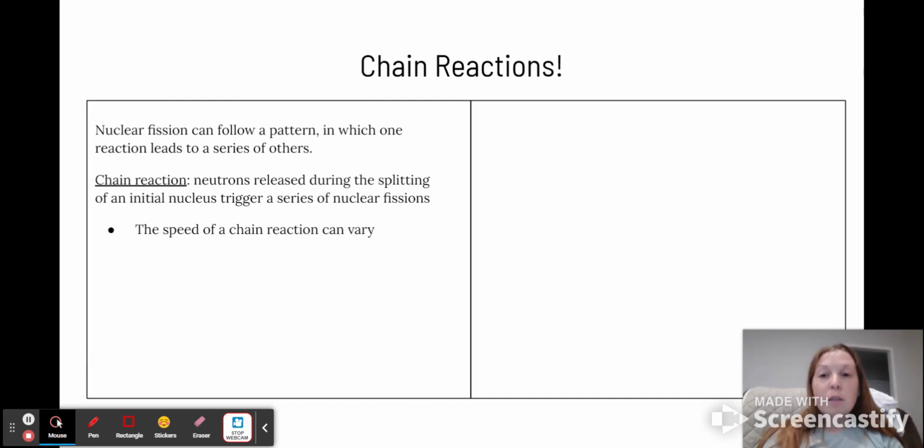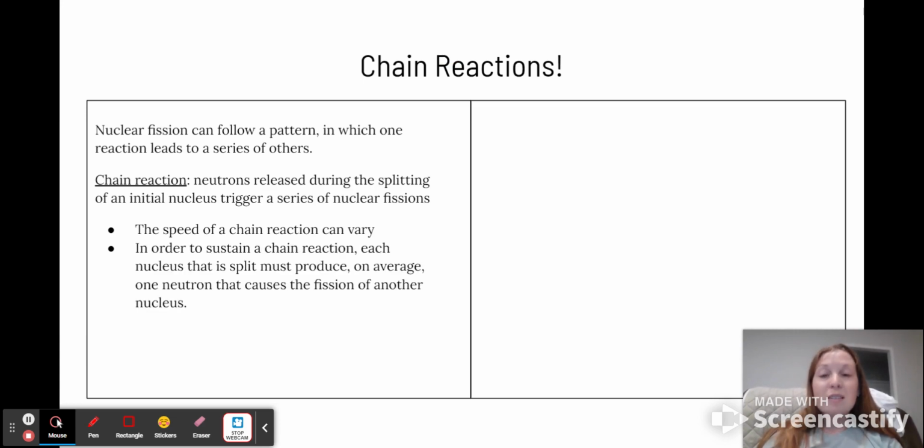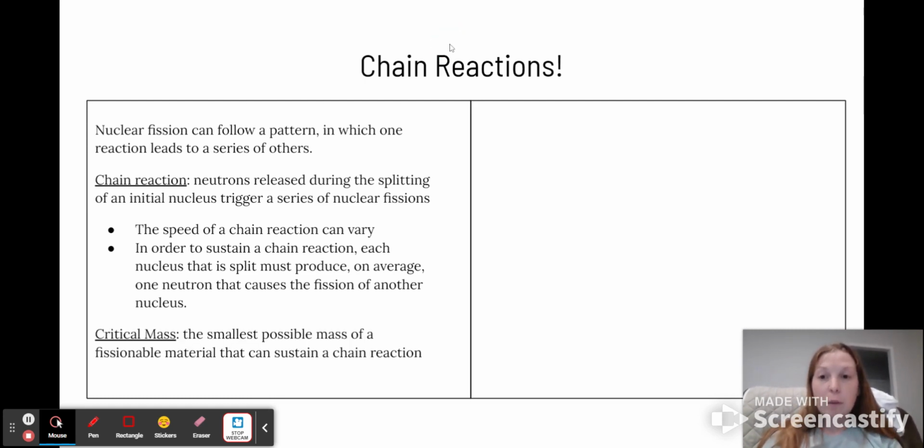And the speed of the chain reaction can vary depending on if an atom needs to be hit by more than one nucleus to break apart. In order to sustain a chain reaction, each nucleus that is split must produce on average one neutron that causes a fission of another nucleus. So if more are produced, the faster this chain reaction will occur. And once you have elements that are not splitting off neutrons, your chain reaction is going to fall out.